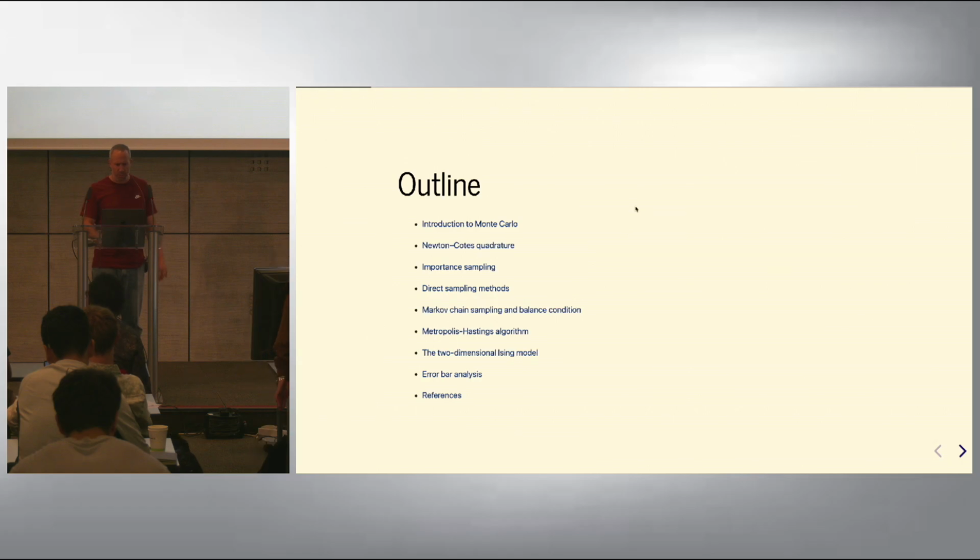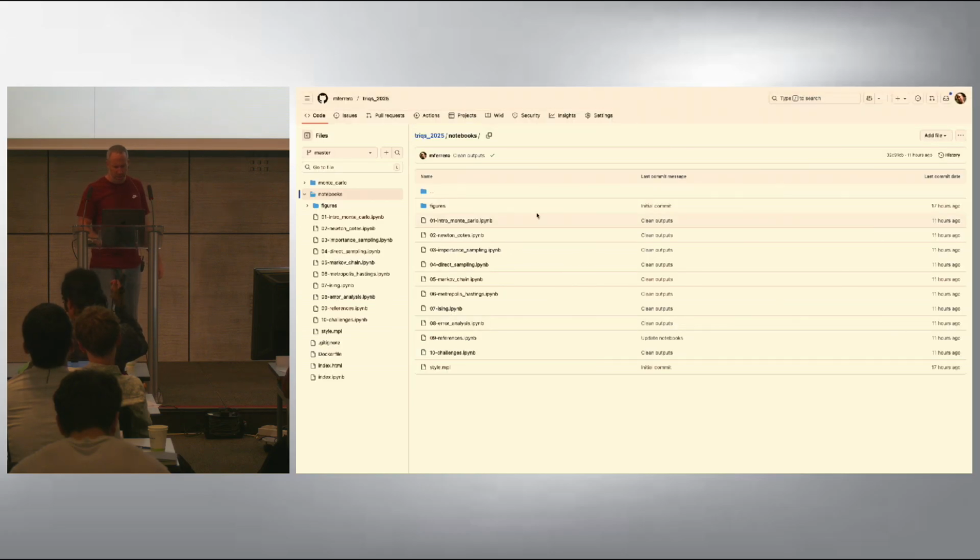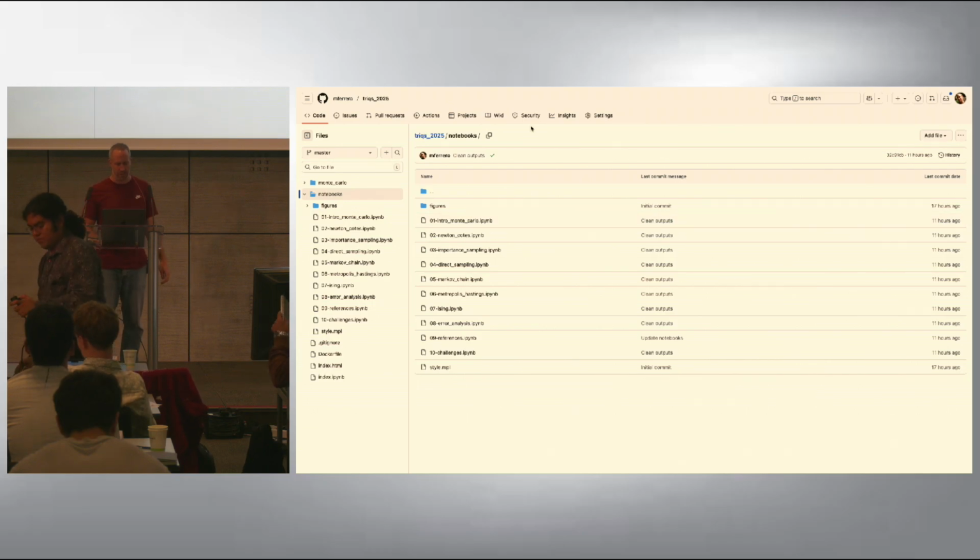So those notebooks are basically organized a bit like the outline of the lecture. I'll be first introducing Monte Carlo, comparing how Monte Carlo methods can be used to compute integrals and how this compares with Newton-Cotes quadratures, and then I'll discuss different ways to sample different probability distributions. If you have a look at the notebooks, they're organized exactly in the same way: the different chapters of the outline are those different notebooks, and you can find the content of the slides there.